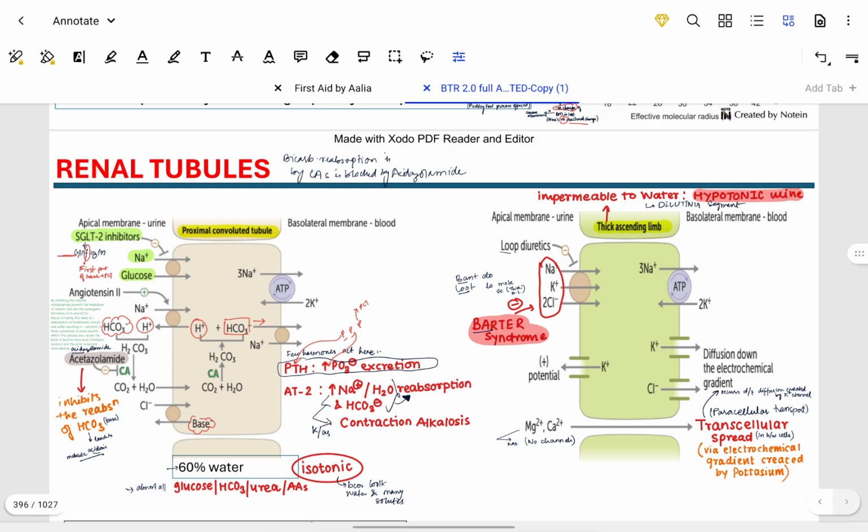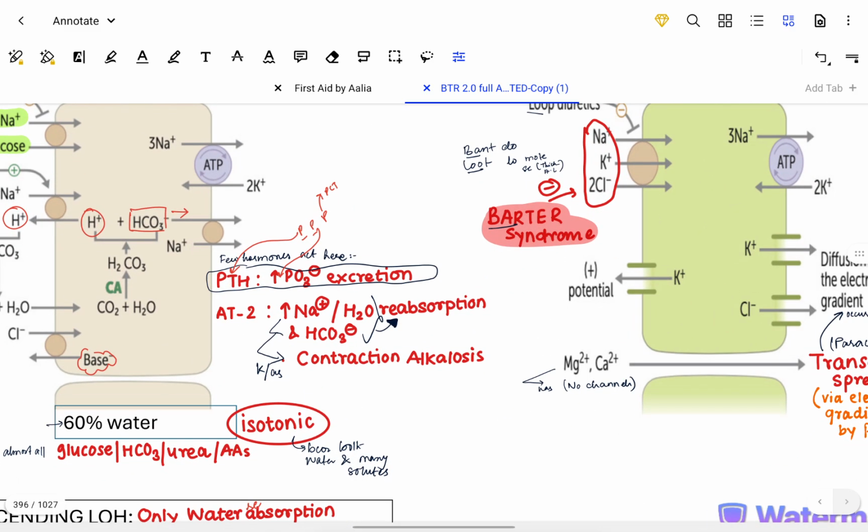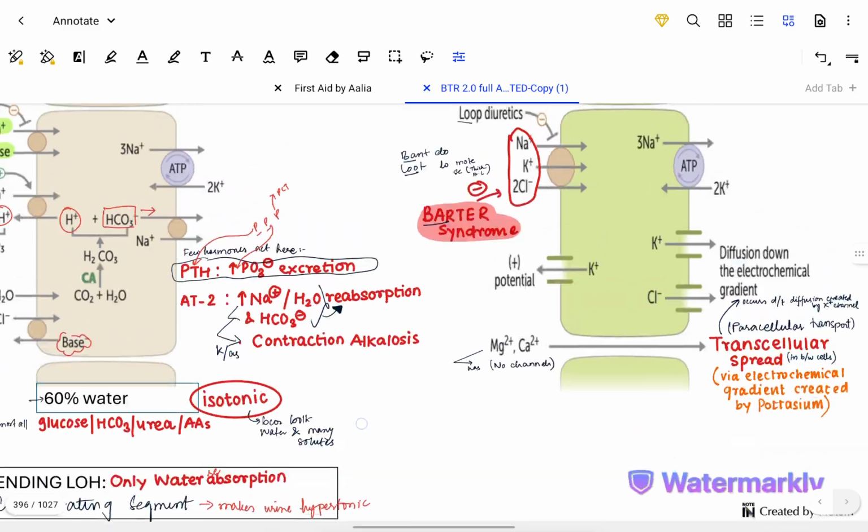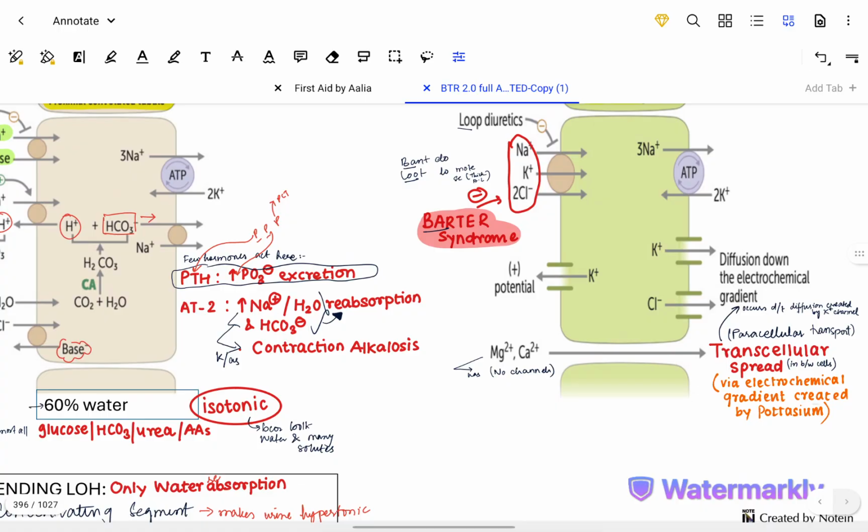Now, magnesium and calcium are also reabsorbed, but they have no channels. It is a paracellular transport, in between the cells. It occurs due to diffusion, via the electrochemical gradient created by the potassium channel. So magnesium and calcium are being reabsorbed, but by paracellular transport, not due to any channels. The rest are all channels, even if they are going down the electrochemical gradient. Magnesium and calcium, no channels. Now, what happens with loop diuretics, if you use loop diuretics or you have Bartter syndrome?